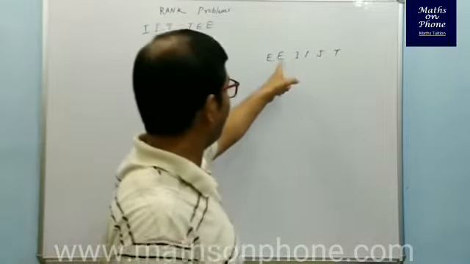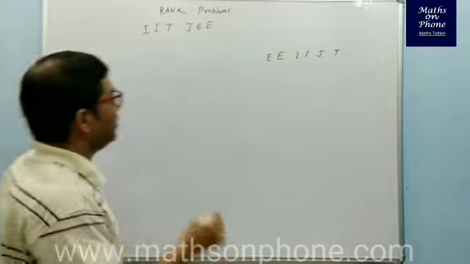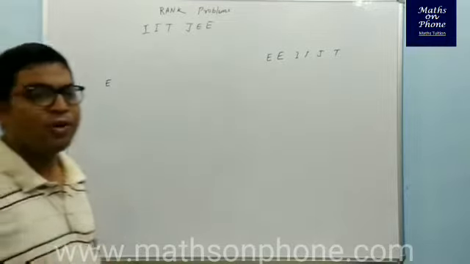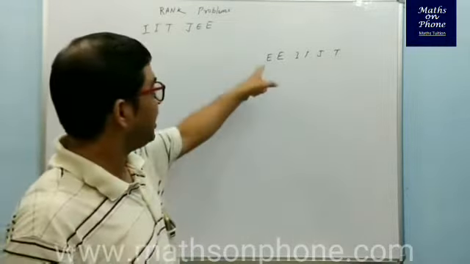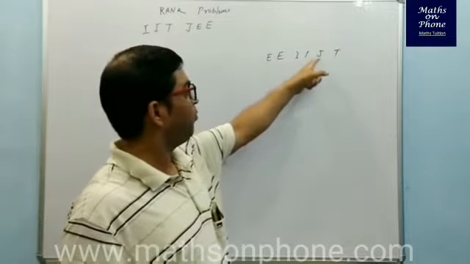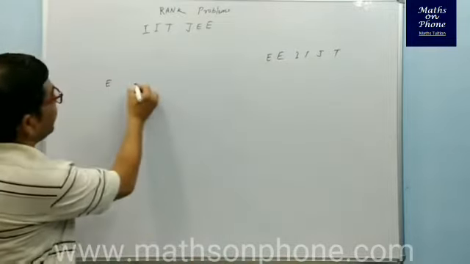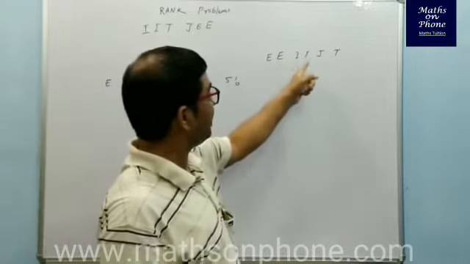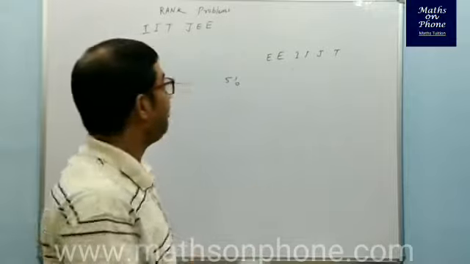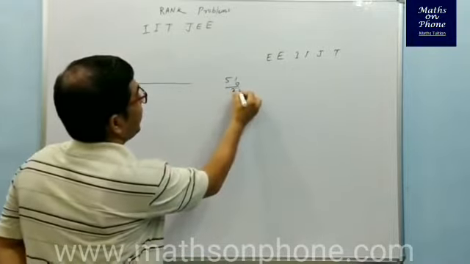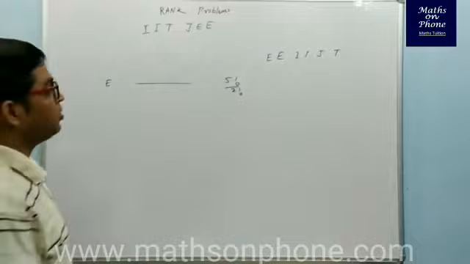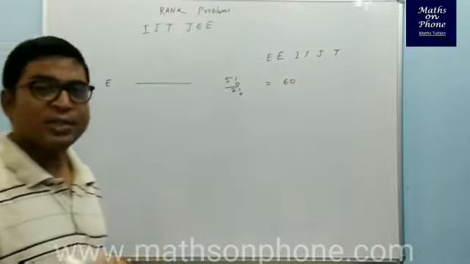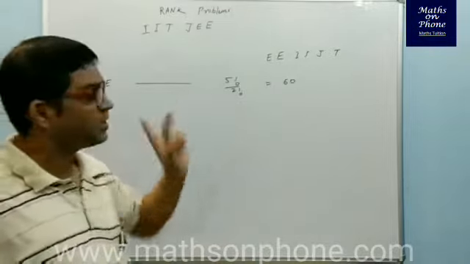How many letters are there? 1, 2, 3, 4, 5, 6. So if I start with first letter E, that means number of words starting with letter E. E has been fixed. Remaining 1, 2, 3, 4, 5 letters are there. That can be arranged in 5 factorial ways. But out of the remaining 5 letters, 2 I's are there. Repetition of 2 I's. So we will write it as 2 factorial. So it is coming out to be 60. So number of words starting with letter E is 60.